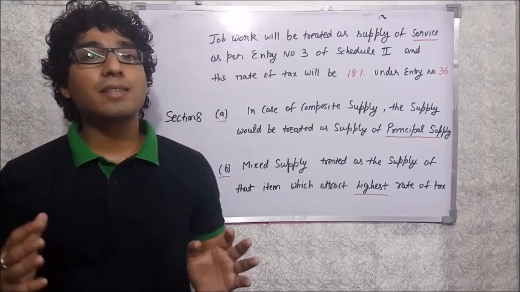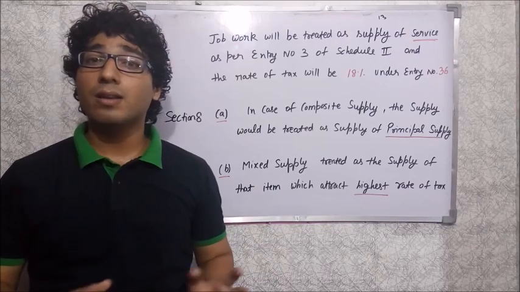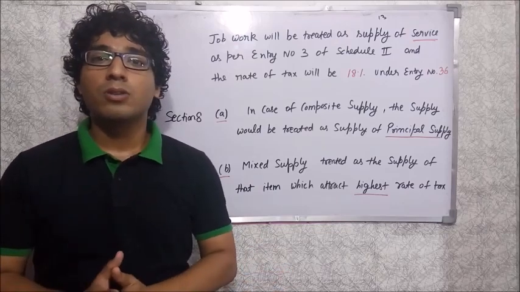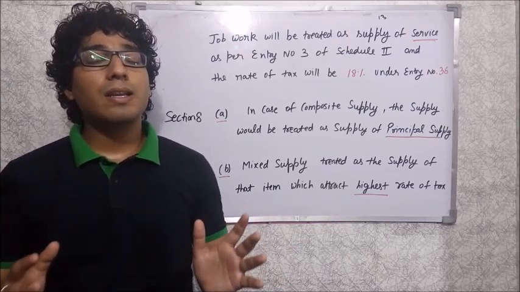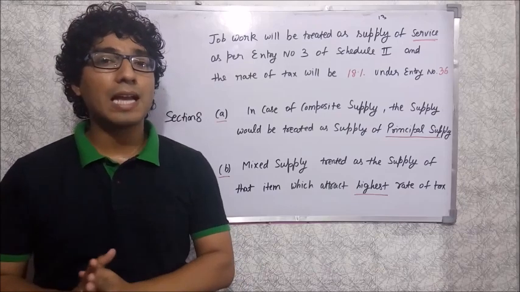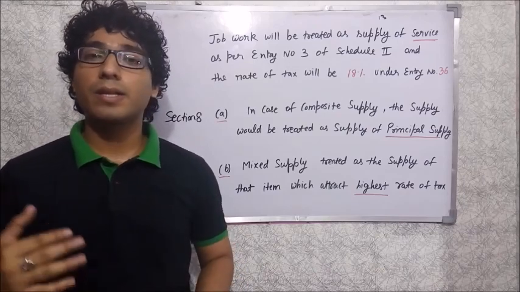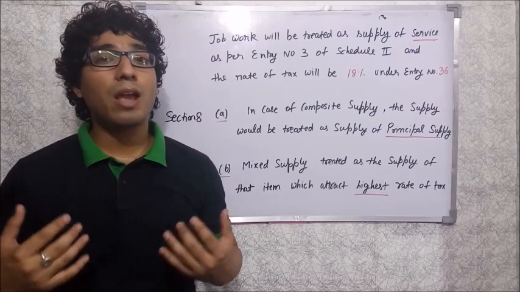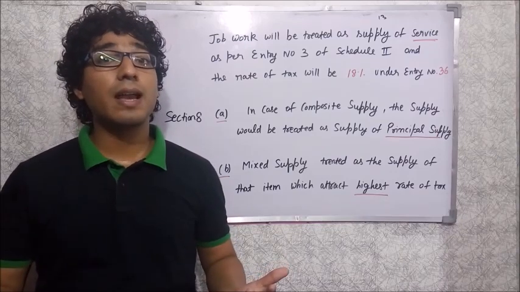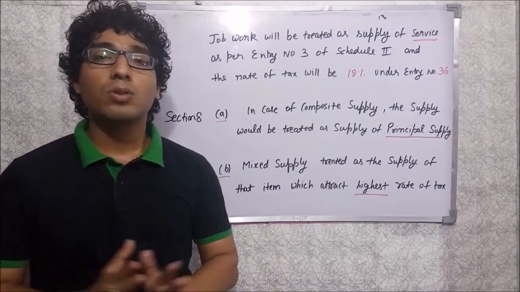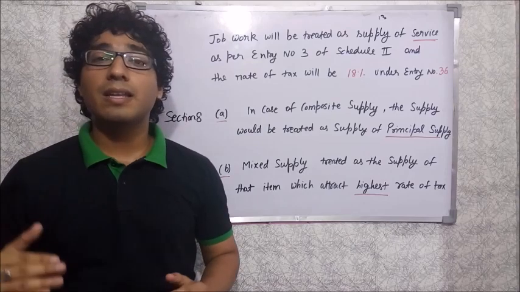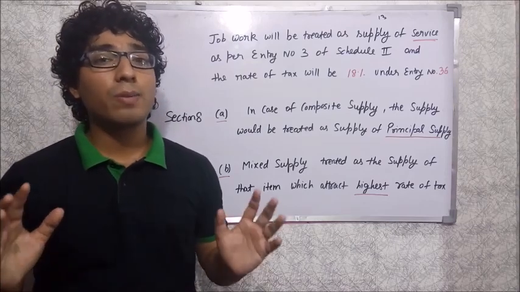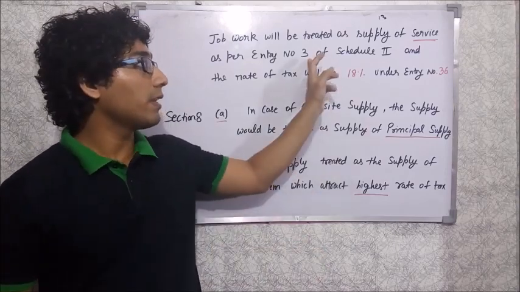Now coming to the taxability of job work and the composite and mixed supply. The taxability of job work is given under Schedule 2. As per Schedule 2, entry number 3, the job work will be treated as a deemed supply of services.